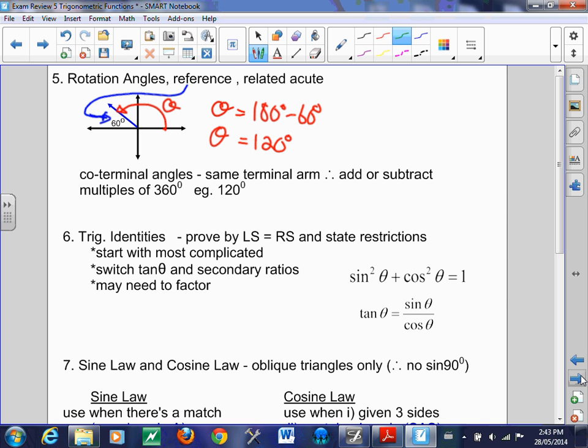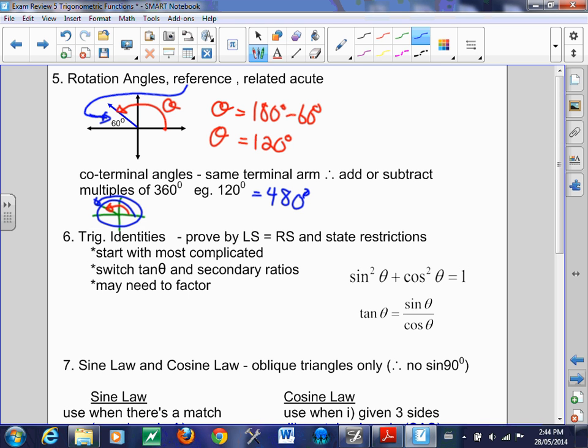Coterminal angles have the same terminal arms, so you either add or subtract in multiples of 360. If you take a look at 120, if I quickly visualize it, 120 looks like this. So there's 120. And if I wanted to add 360 to it, I'll draw something in, it's going to look like that. So just take 120 and add 360 to it. And that's going to equal 480 degrees as a coterminal angle.